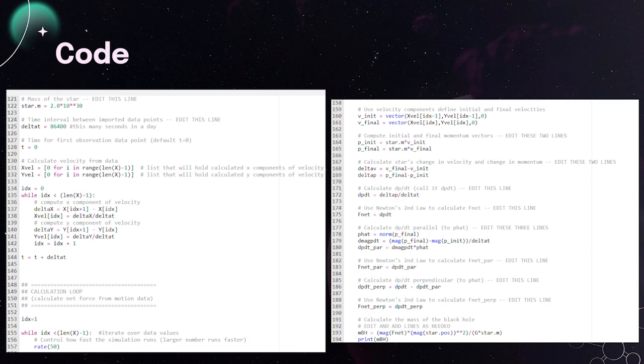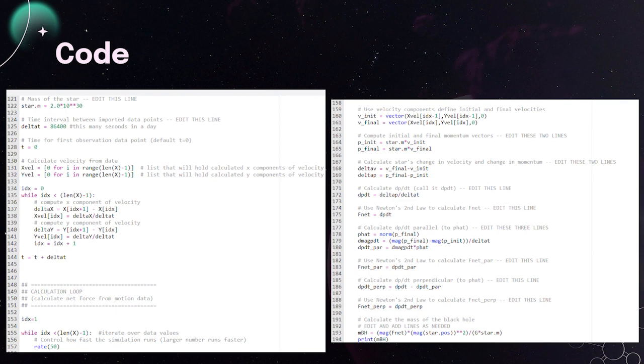For 172, I did change in momentum over change in time. For 175, I did F net equals dp over dt. For 178, p hat is initial momentum over its magnitude, or norm of it, which is a function. For 179, I did change in magnitude over change in time. For 180, force parallel is change in magnitude over change in time times p hat. For 183, I assigned this value to parallel force, and for line 186, I subtracted parallel momentum from total change in momentum to get perpendicular momentum. For 189, Newton's second law says change in momentum over change in time gives force, so this is the perpendicular force.